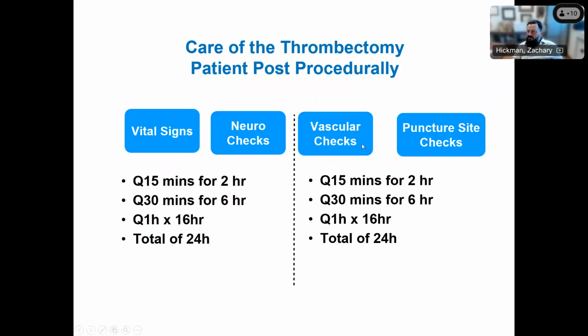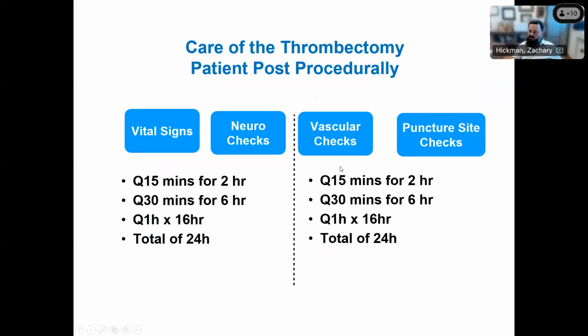Basically, vital signs, neuro checks, vascular checks, and puncture site checks follow the same schedule: every 15 minutes for 2 hours, every 30 minutes for 6 hours, then every 1 hour for 16 hours, for a total of 24 hours. Obviously, vital signs and neuro checks are going to go longer than 24 hours.